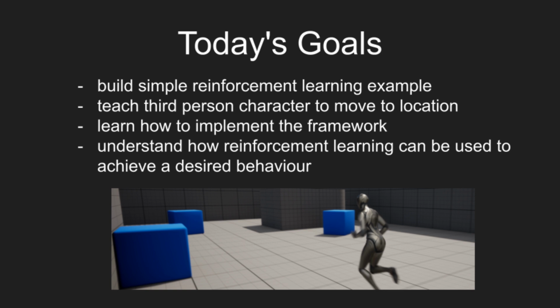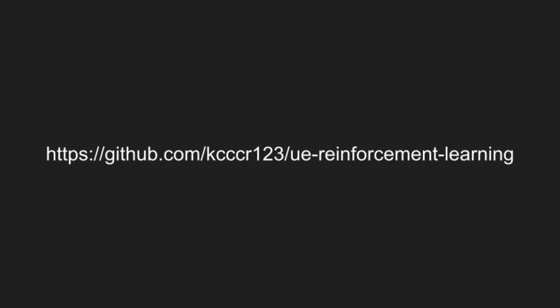So today, we're going to be building a simple reinforcement learning example by training Unreal's default third-person character to navigate to a location using a reinforcement learning framework. The purpose of this example is to show you the basics of implementing the framework, and the general idea of how deep reinforcement learning is used to achieve a certain behavior. We will be using a reinforcement learning library I developed, which can be found at the GitHub link on screen and in the description.